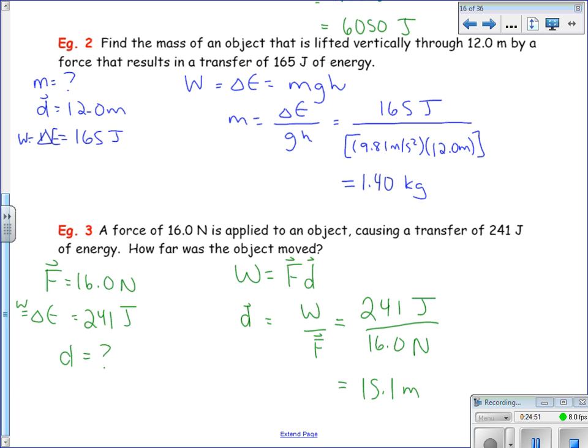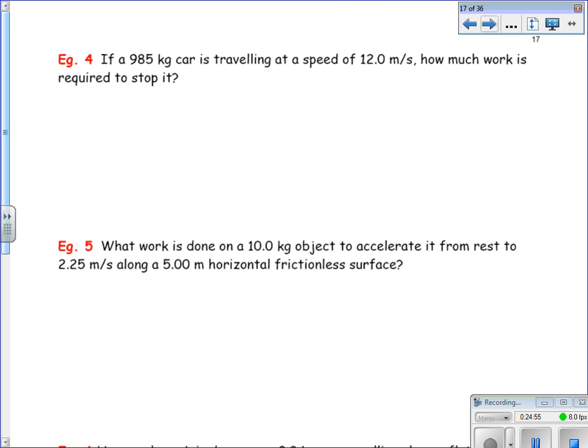Okay, let's try a couple different ones here. We have, if a 985 kilogram car is traveling at a speed of 12 meters per second, how much work is required to stop it?